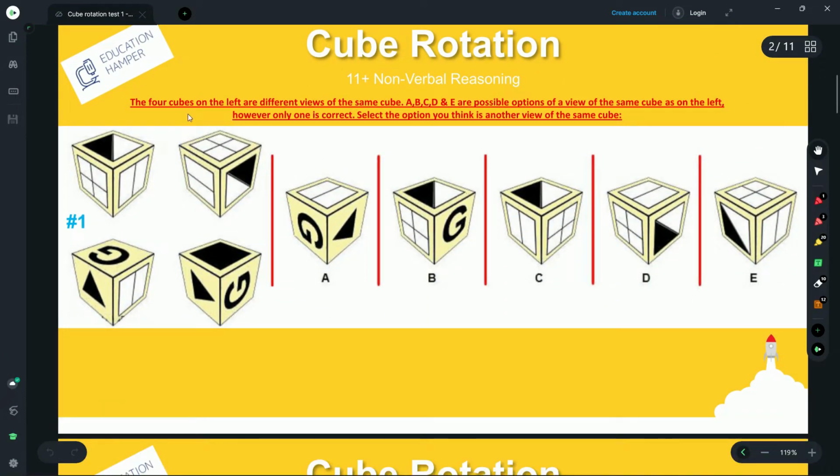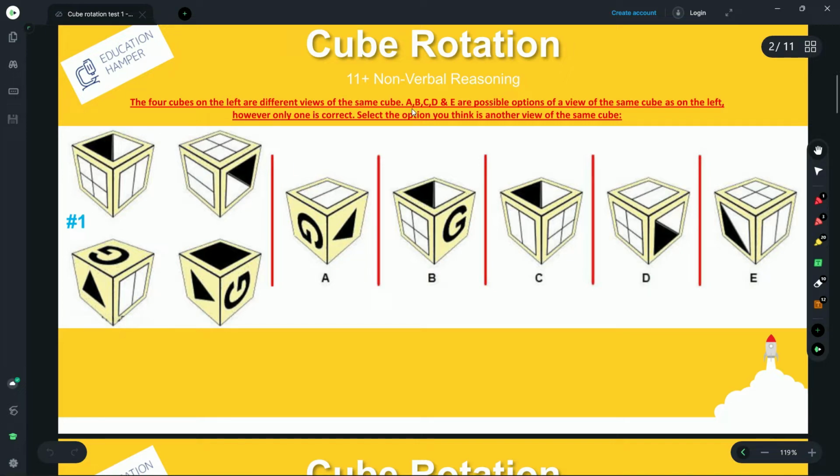Question 1. The 4 cubes on the left are different views of the same cube. So these 4 cubes are different views of the same cube. They each have a particular shape on them, and what's key to look at is not only the shape but the orientation of the shape. That's important when we work our way through these questions.